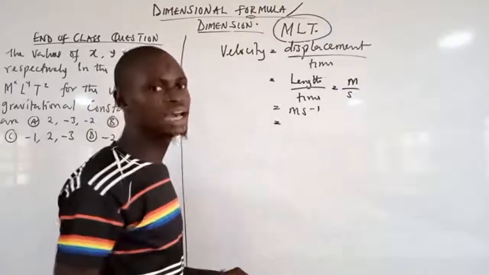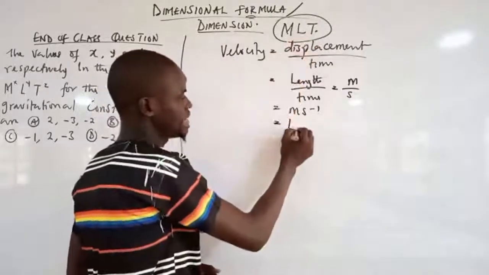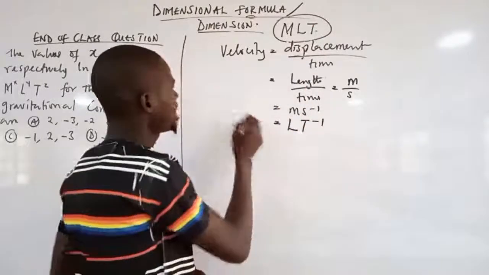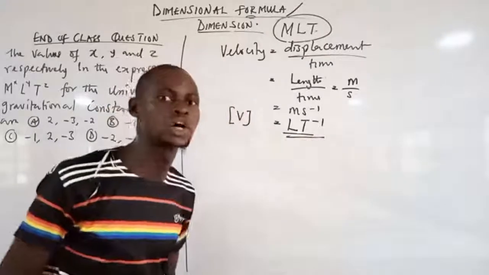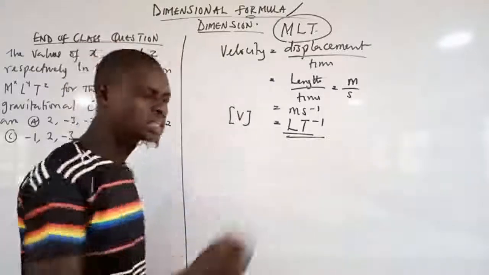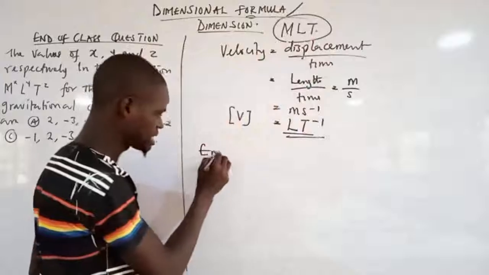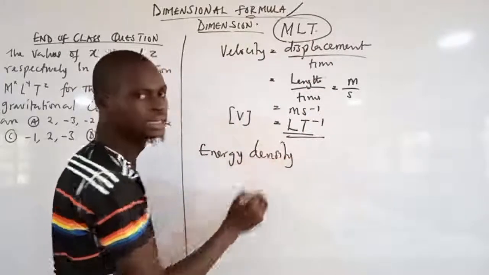Now, if I want to write it in dimension, I know that meter should represent length, that is L. Time should represent seconds, that is T raised to power minus 1. So the dimensional formula of velocity is LT raised to power minus 1. That is quite easy enough. What about energy density? Let's take a look at energy density. What is the dimension of energy density?